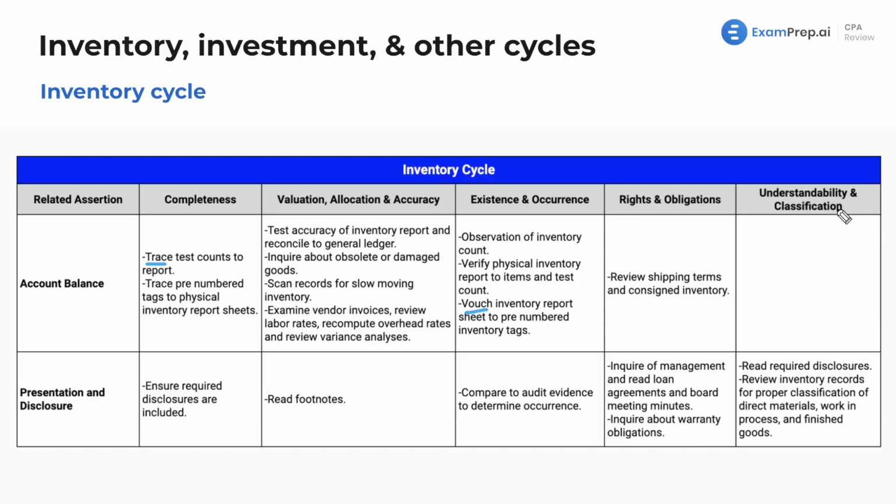Lastly, to make sure that the financial statements regarding inventory are able to be properly understood and they are properly classified, you want to read the required disclosures, the common phenomenon we see here, just read, and then review inventory records for proper classifications of all of those good cost accounting concepts, making sure that these are properly classified because, as I mentioned, these will feed into the value of inventory.